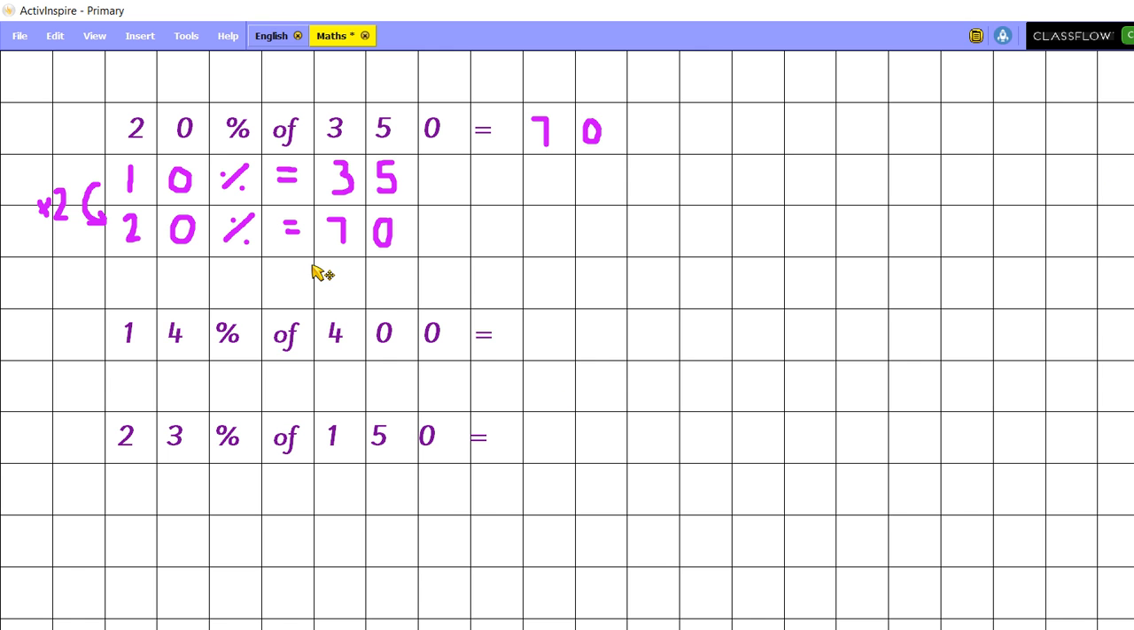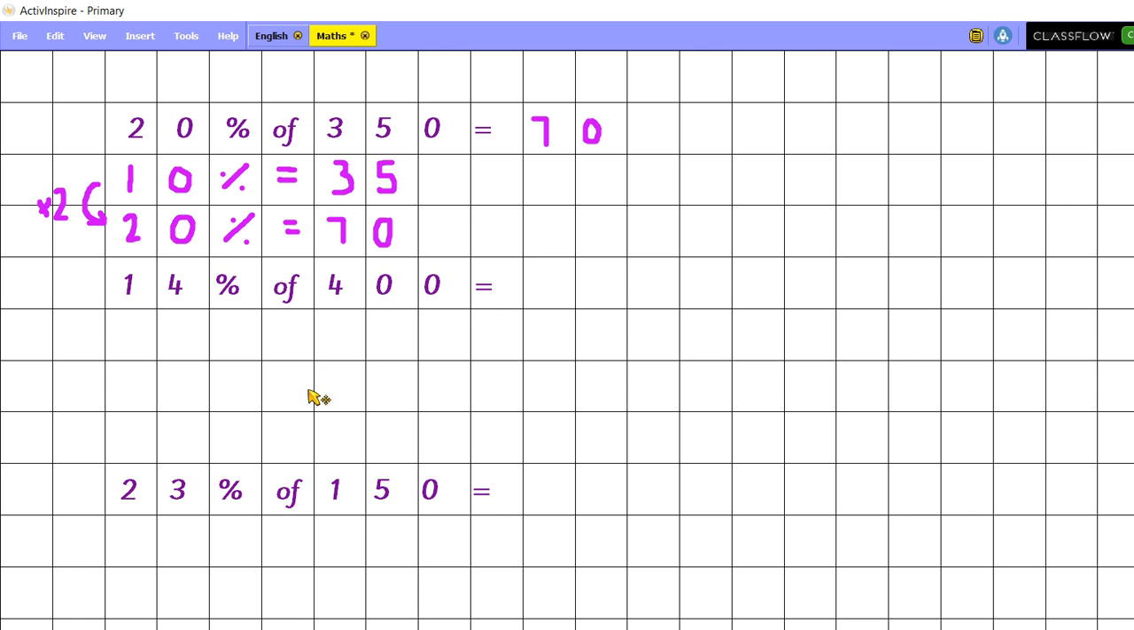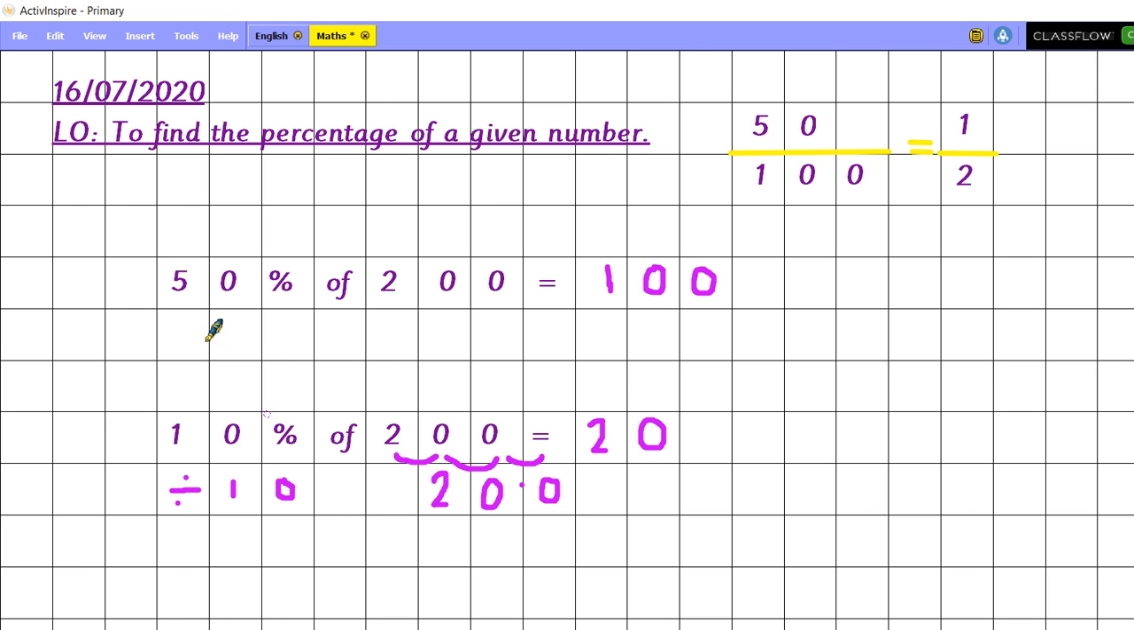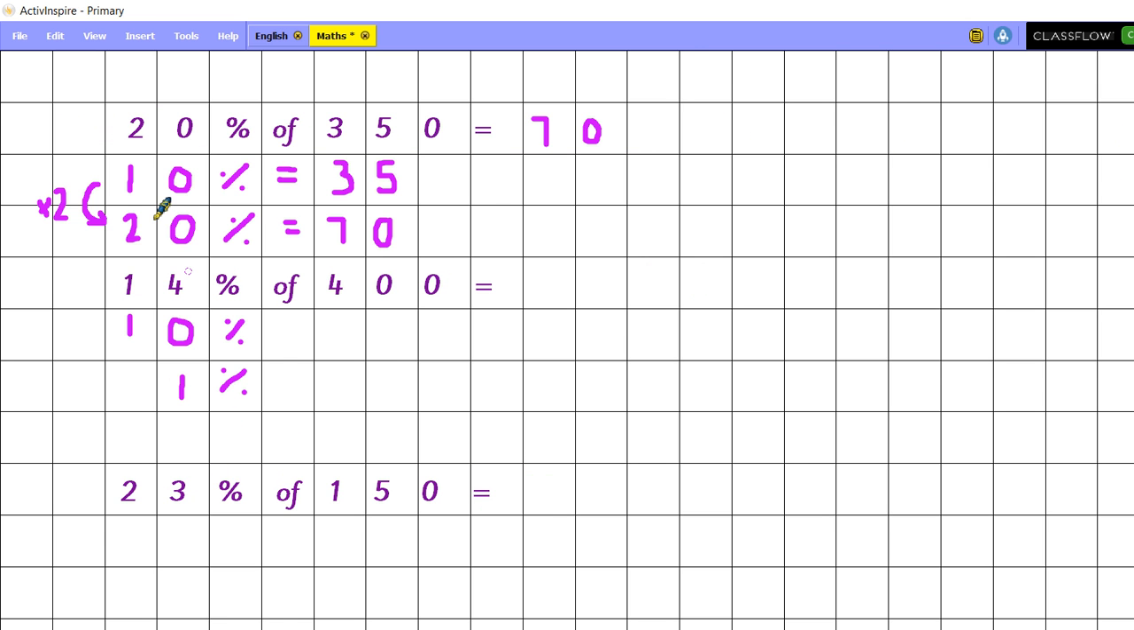So let's now move on to 14%. So to find 14%, I have to find 10%, as we know. But now I also need to start to find 1%. The reason that I need to find 1% is because I've got some units now. Here, I didn't have any. I just had tens. And back here, I also didn't have any units either. So because I've now got units, I'm going to find 10% and 1%. Okie dokie. So to find 10%, we know that we divide this number by 10. Okay, so I get the answer 40.